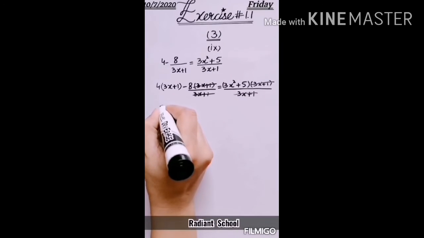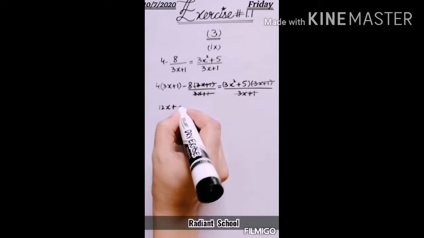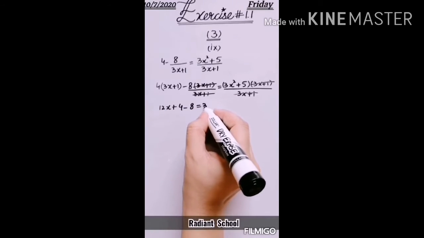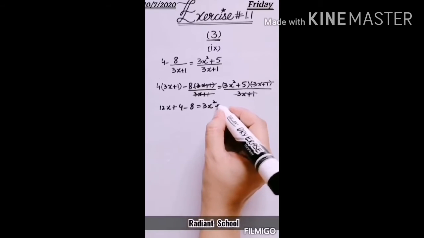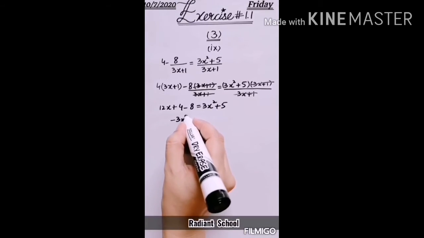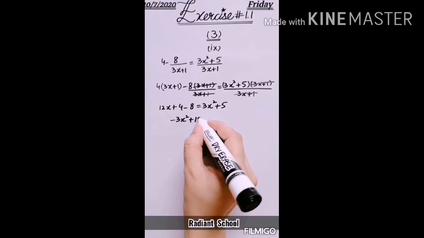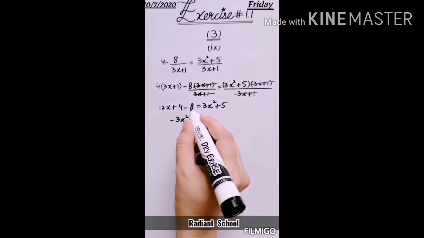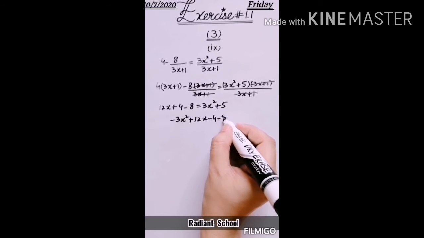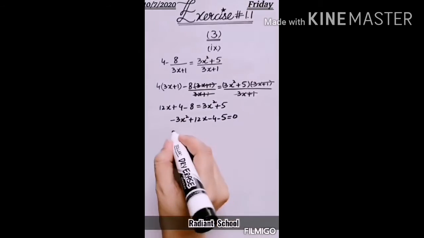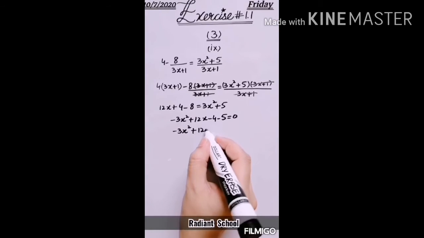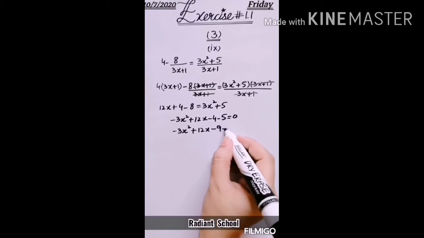Okay students, after multiplying with the LCM on both sides with all the terms, the remaining terms we will write: 4 3s are 12x plus 4 minus 8, 3x square plus 5. Shift all the constants to one side. 3x square plus 12x plus 4 minus 8 will be minus 4, and this minus 5 will come on this side, is equal to 0. Minus 3x square plus 12x minus 9 is equal to 0.